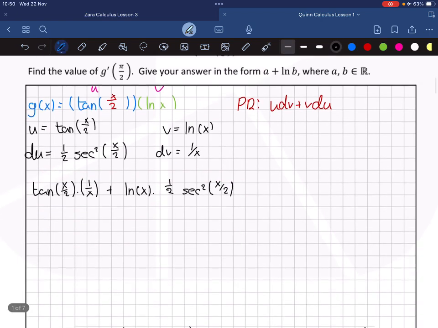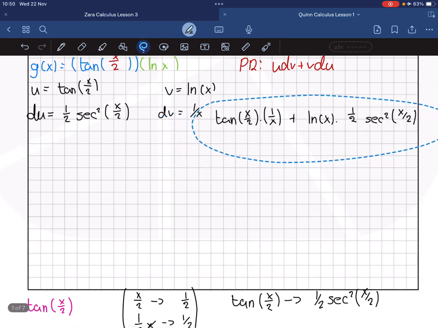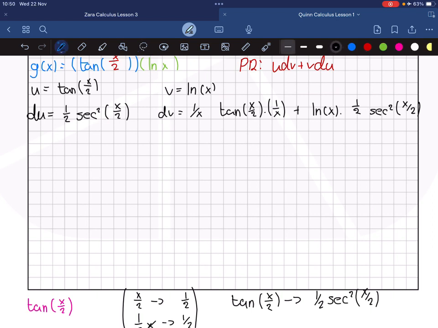So let me just move this up here, just so I can give myself a little bit more space, and then I'll just put a box around it. So we're going to have to take all of this and stick in. So we know that g prime pi over 2. So wherever I see an x, I'm sticking in pi over 2.